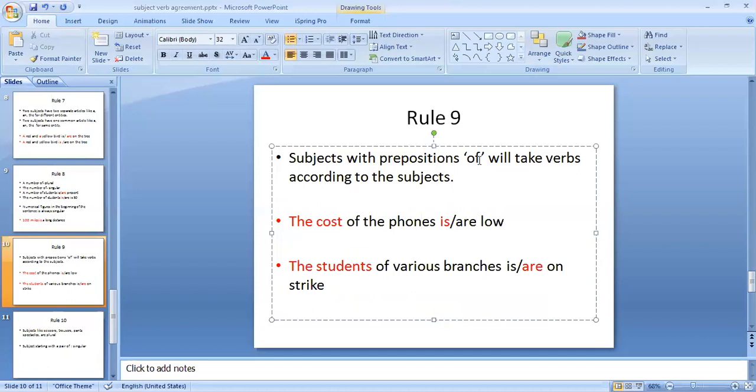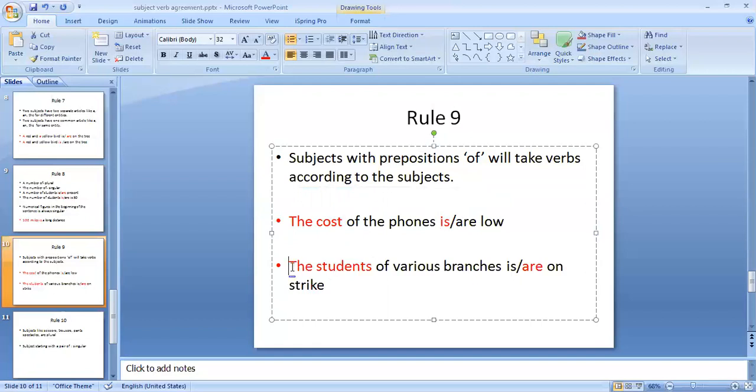According to the rule, this preposition of determines the verb according to the thing it is referring to. So, the cost of the phones. Here the actual subject is not the phones, it is the cost of the phones, not the phones. The noun which comes in front of this preposition of is considered here. So the cost is singular, so is.